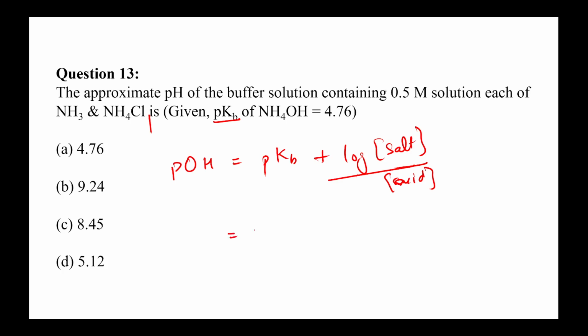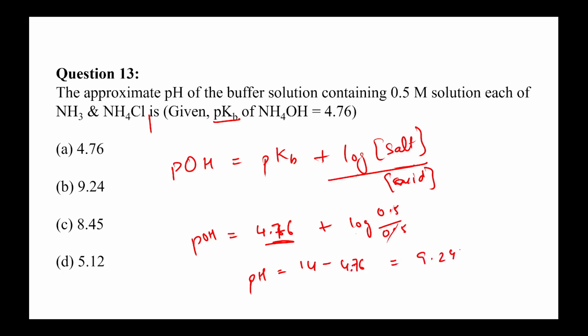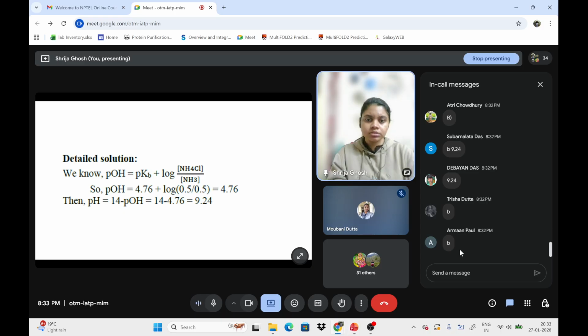So you have pKb given as 4.76, plus log of, now salt and acid concentration both are 0.5. So this makes 1, 0.5 by 0.5. So this will be 1 and log 1 is 0. So your pOH will be equal to 4.76. So pH will be equal to 14 minus 4.76, that is equal to 9.24. Okay, this is the solution.